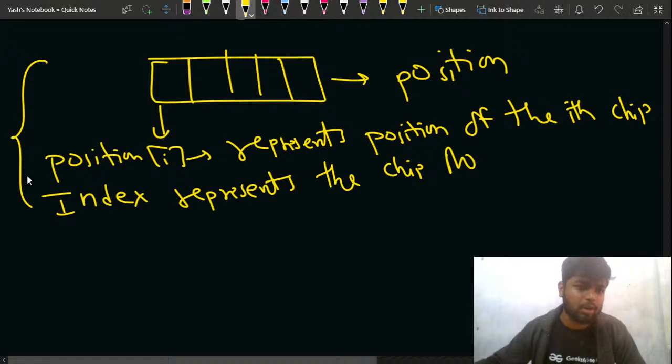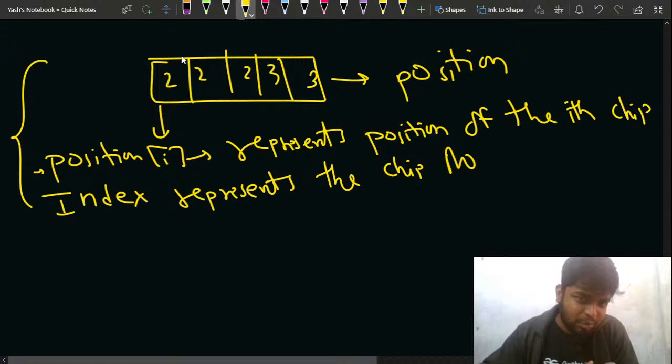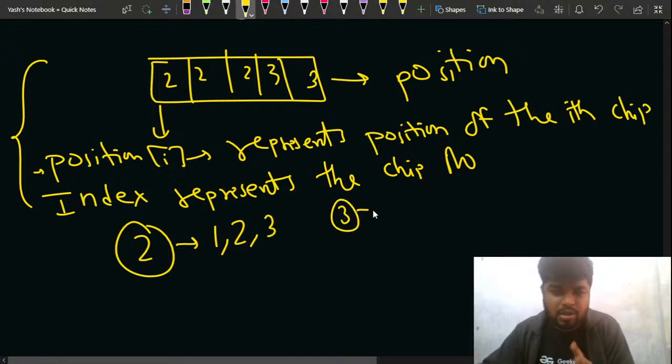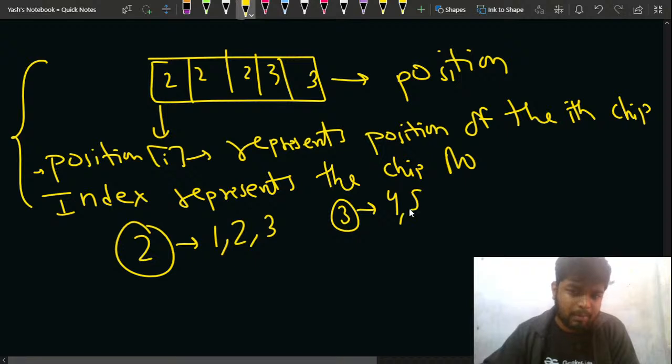You should be knowing about this question, right? What does it actually state? So position[i] represents the position of the chip. As I told you, let's say 2, 2, 2, 3 and 3. That means that at position number 2, there are 3 chips, that are chip number 1, 2 and 3. At position number 3, there are 2 chips, that is chip number 4 and chip number 5. Everyone must be clear with this much part.